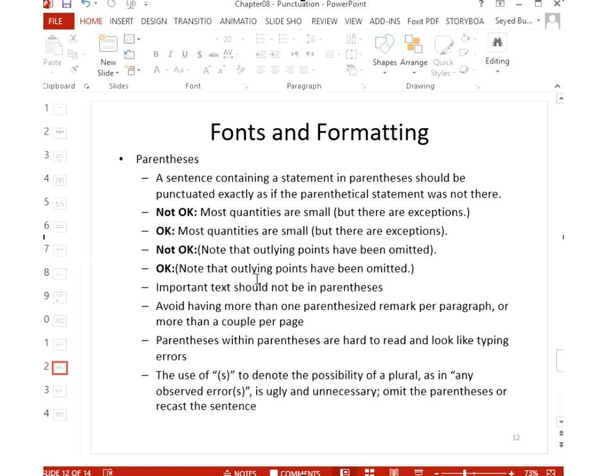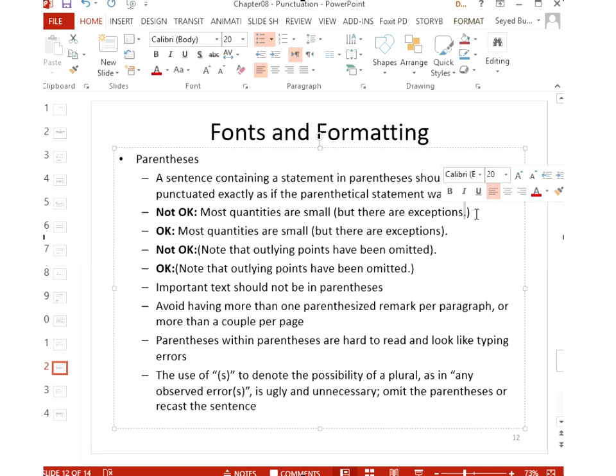About parentheses. If you have parentheses in a sentence, punctuate as if you were punctuating without the parentheses. Here is an example: Most quantities are small (but there are exceptions). Don't put the full stop inside here. Put the full stop outside, because if the brackets are not there, the full stop will be outside.